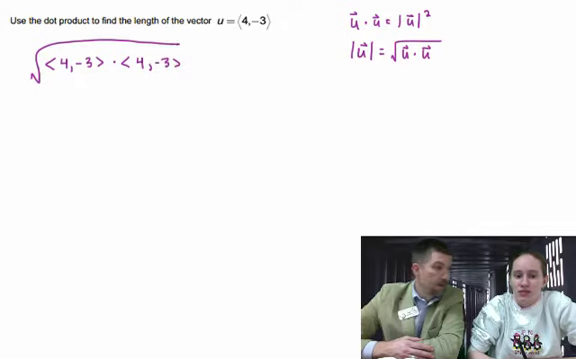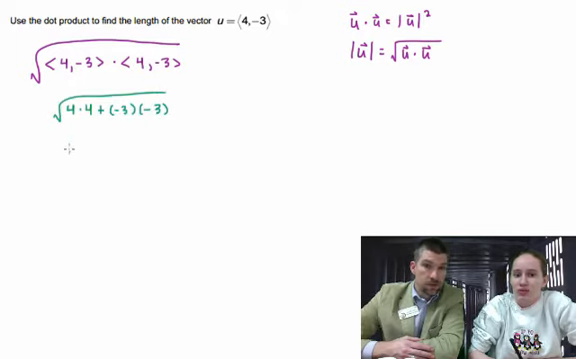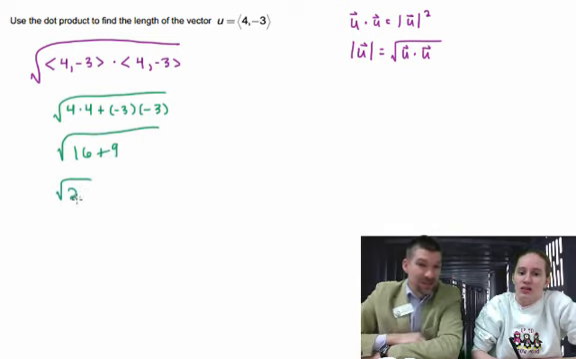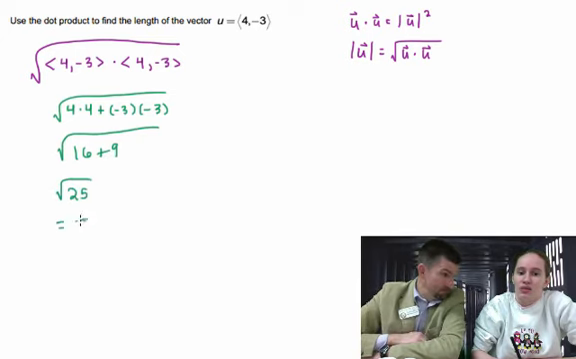Okay, well, the dot product is first times first plus second times second, and then we'll square root it. So 4 times 4 is 16. And negative 3 times negative 3 is 9. So 16 plus 9 is 25, and the square root of that gives us 5.